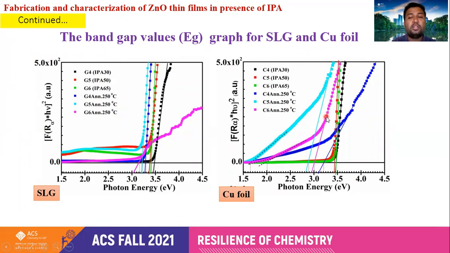And in the case of copper foil samples, we see a peak around 1.65 to 2 electron volt, and this confirms the presence of the copper oxide phase, and a peak above 3 electron volt, up to 3.37 electron volt, which confirms the presence of zinc oxide. That means zinc oxide and copper oxide phases are present, and copper oxide-zinc oxide heterojunctions are formed, and it is confirmed from the band gap energy.